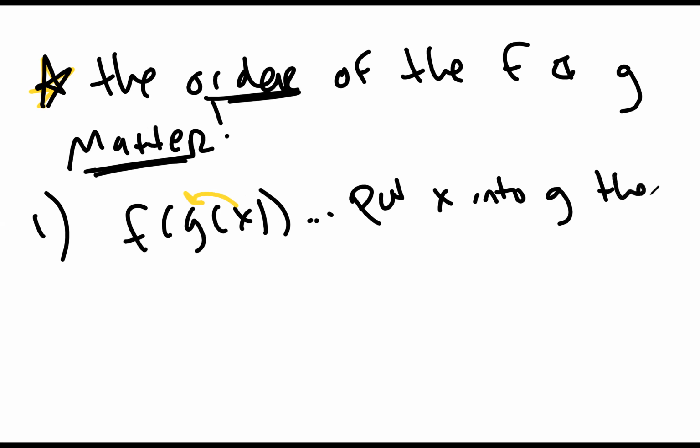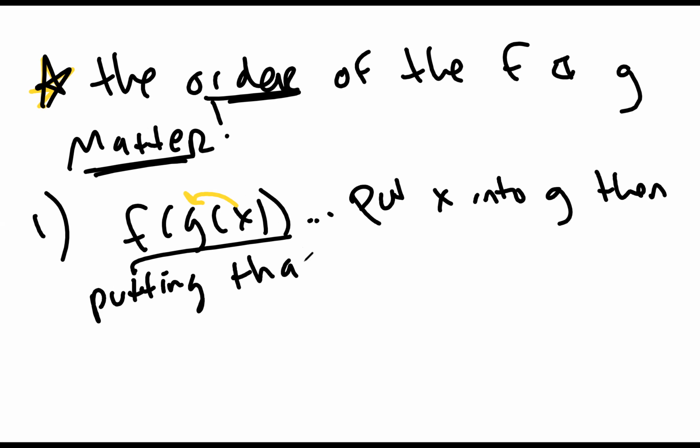Then we are putting that value, whatever it is, into F. So we're going to take our value of X and put it into G. That's going to give us a new value. Whatever that number is, we're going to put it into F. So we're taking something and putting it in.